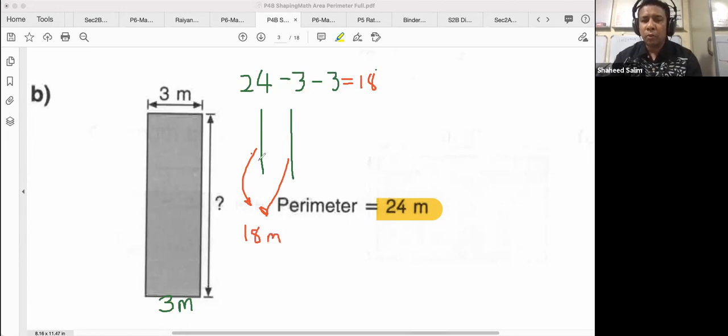So what is one length? Divide by 2. You divide by 2. What times 2 equals 18? 9. So this is correct, 9. Now this is how you find the length. Okay, all right, we move on to the next one.